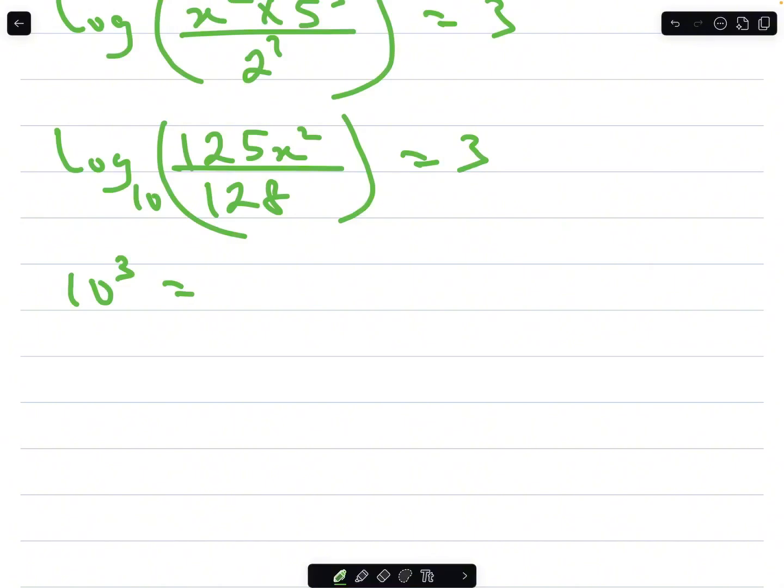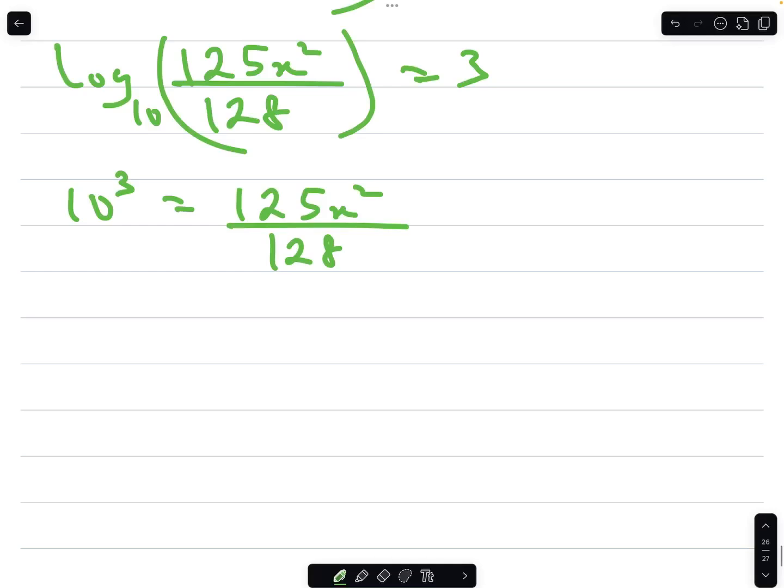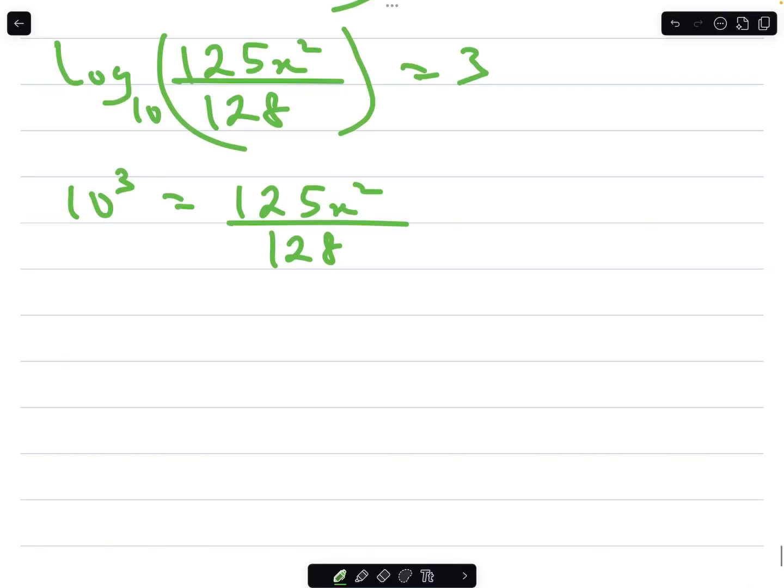10 raised to power 3 equals 125x squared divided by 128. Beautiful. I'm happy you have learned that. You can write index in log form and log in index form. So, you know that 10 raised to power 3 means 1000. Yes. 1000 equals 125x squared divided by 128.